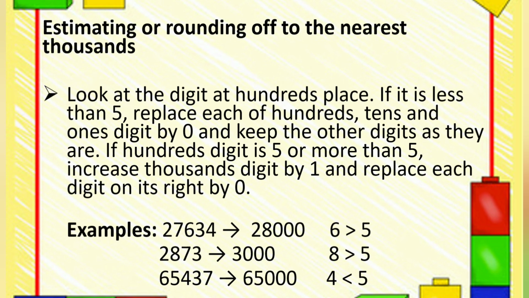Estimating or rounding off to the nearest thousands. Now children, look at the digit at hundreds place. If it is less than 5, replace each of hundreds, tens and ones digit by 0 and keep the other digits as they are. If hundreds digit is 5 or more than 5, increase thousands digit by 1 and replace each digit on its right by 0. Some examples.